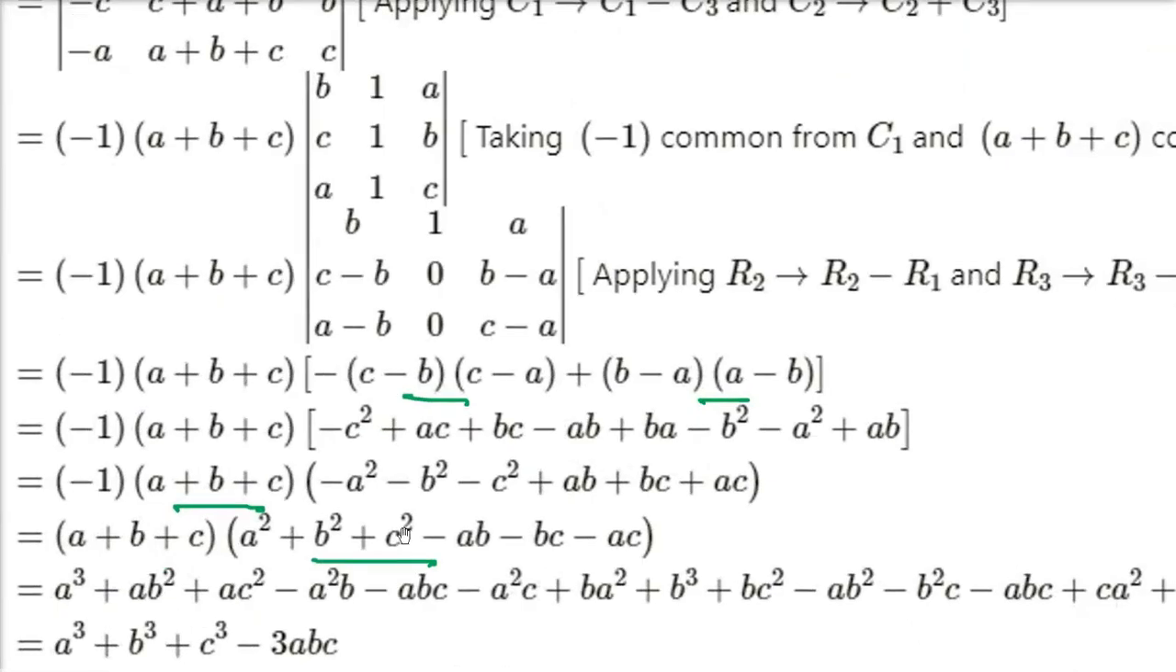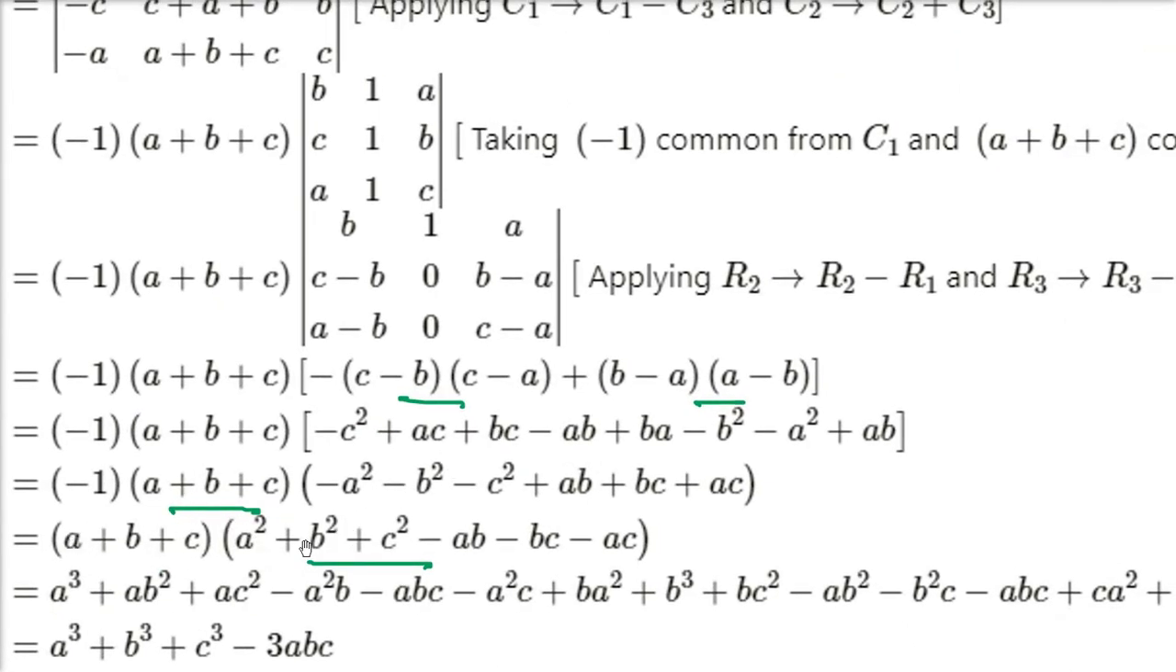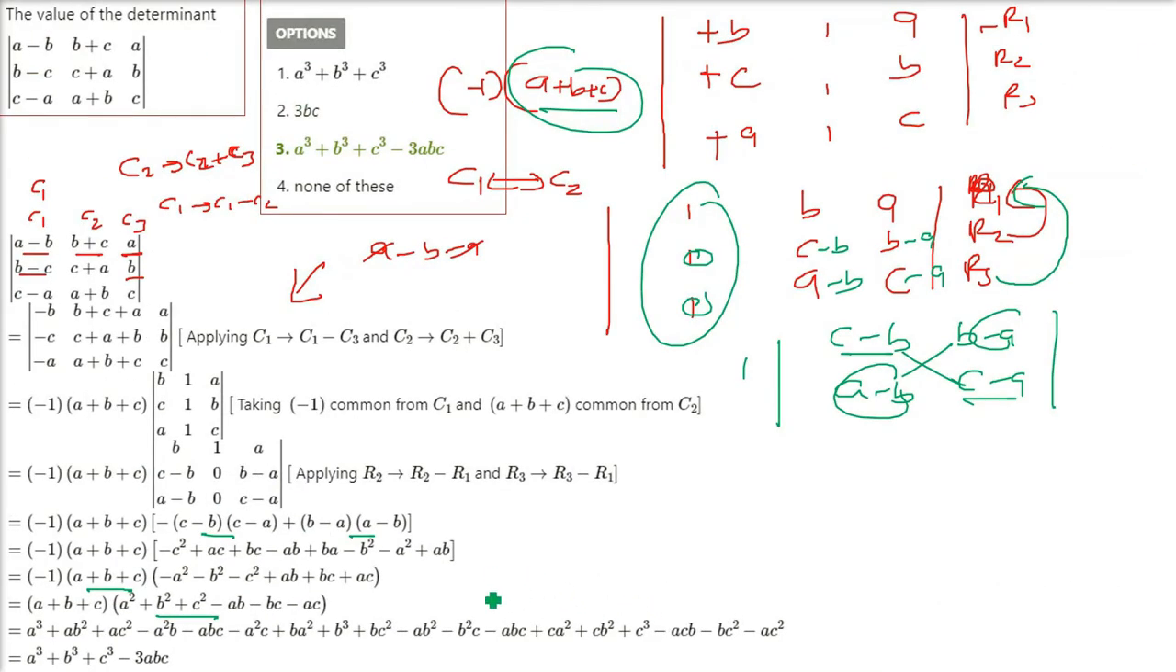Means, I'm saying A plus B plus C was already outside. We have multiplied C minus B, C minus A. Then we added the multiplication with the result of B minus A and A minus B. Then whatever is coming, we have to multiply again. So when we multiply again, there will be various cancellation.